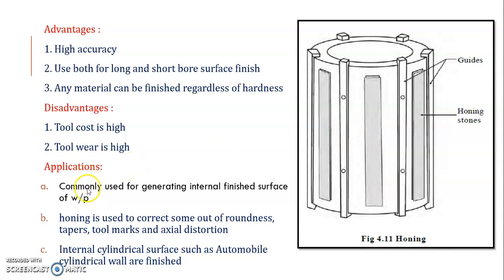Where are the applications? It is commonly used for generating internal finished surfaces of the workpiece. For example, I have shown you a cylinder head. A cylindrical hole is finished with the help of this honing tool. Honing is used to correct some out of roundness, tapers, tool marks or axial distortion also. Any internal cylindrical surface, if it has out of roundness or axial distortion, can be finished with the help of a honing tool. Internal cylindrical surfaces such as an automobile cylinder wall can be finished with this honing tool.